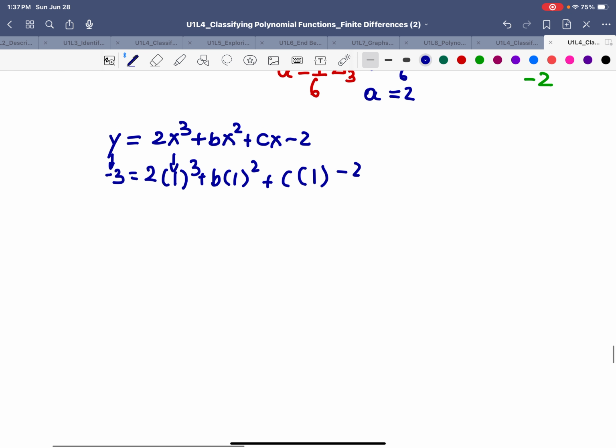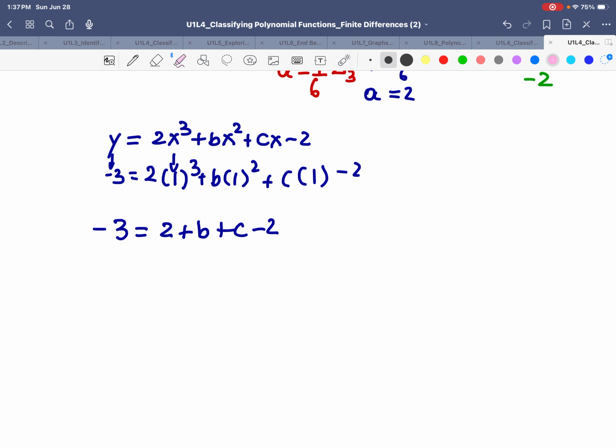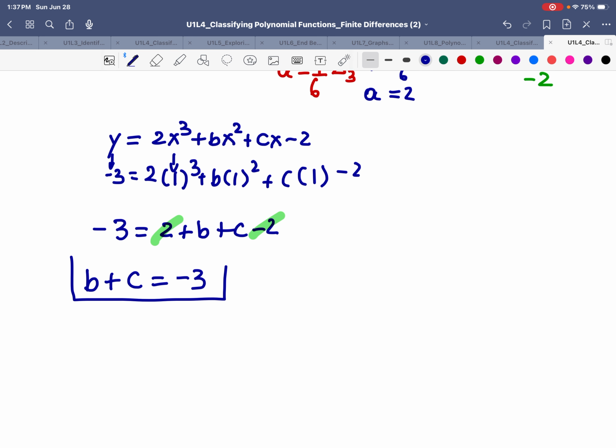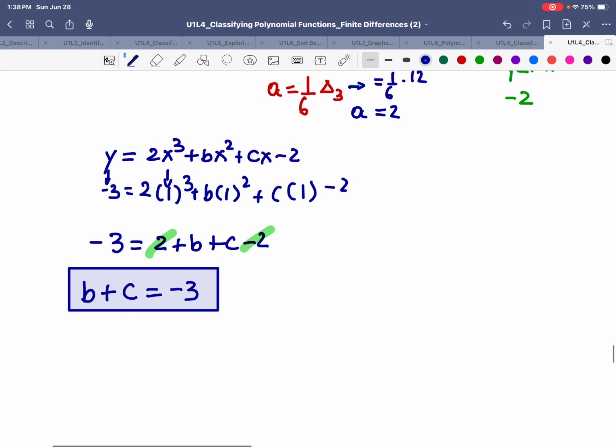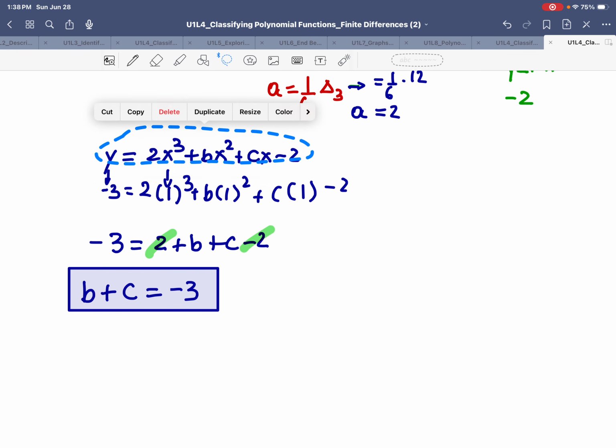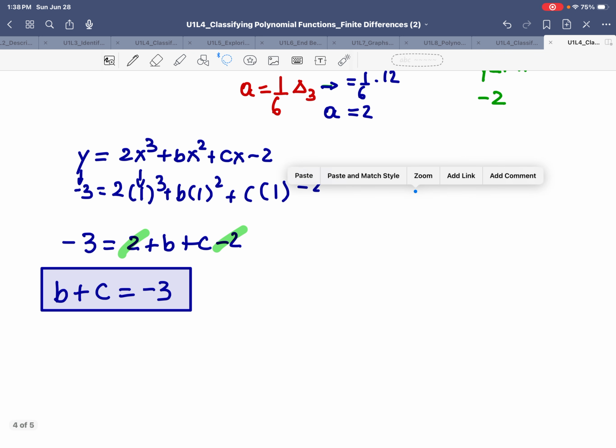So we're going to simplify this. We have negative 3 equals 2 plus b plus c minus 2. So 2 and negative 2 will simplify here to 0. So we have created the first equation that describes the relationship between b and c: b plus c equals negative 3. We're going to need a second equation to figure out the second unknown. So when we have two unknowns in an equation, we're going to need two equations to solve it and put them together in a system.